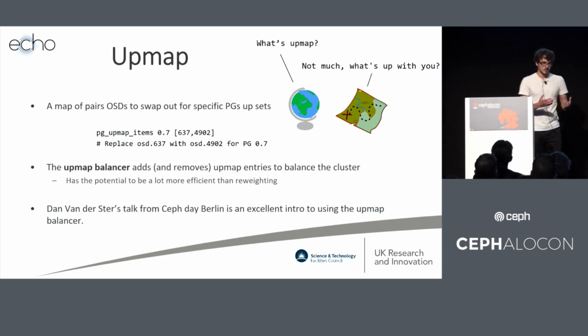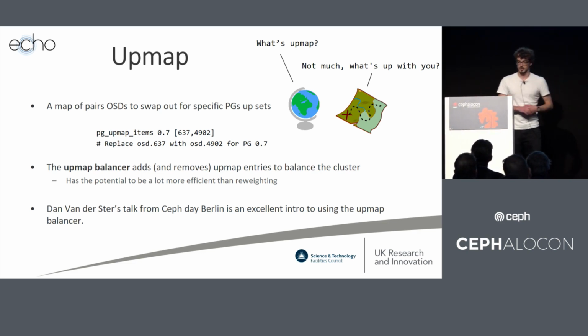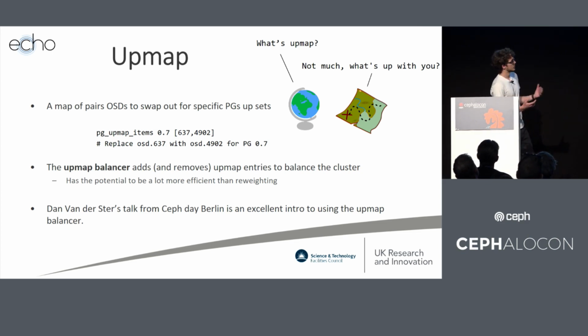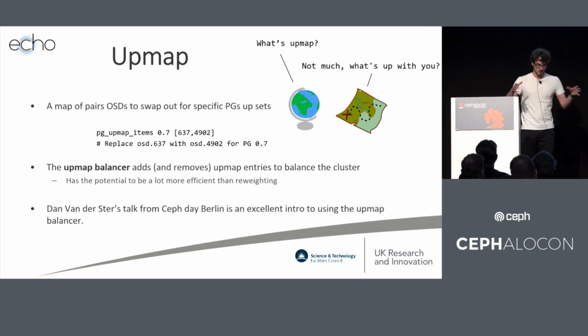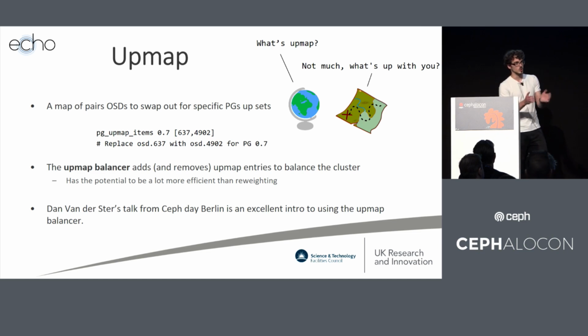The balancer uses UpMaps to move placement groups around to balance your cluster, as the name would suggest. Straight from the beginning, it has the potential to be a lot more efficient than something like reweight by utilization, purely because as well as moving placement groups off full OSDs, it can move them onto empty or underutilized OSDs. So you can reduce your spread from both ends, which is useful. I'm not going to talk about it, but it's a lot cleverer than I've just described. It's a really cool bit of kit, and it balances the cluster really well.